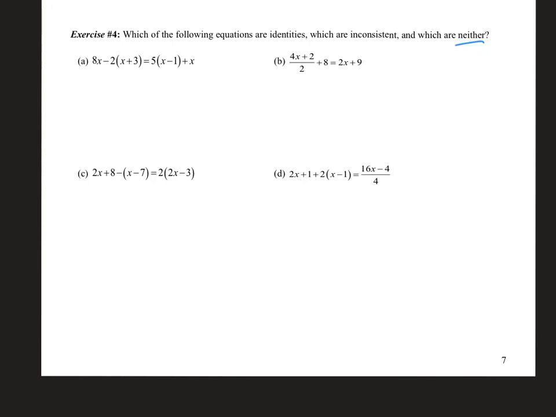So what I want you to do right now is to work on these. I'll slowly put up the answers. I'm not going to show the work. I'm just going to tell you if it's an identity, inconsistent, or neither. And then when we gather back together as a class, we'll go over whichever ones you would like to go over.